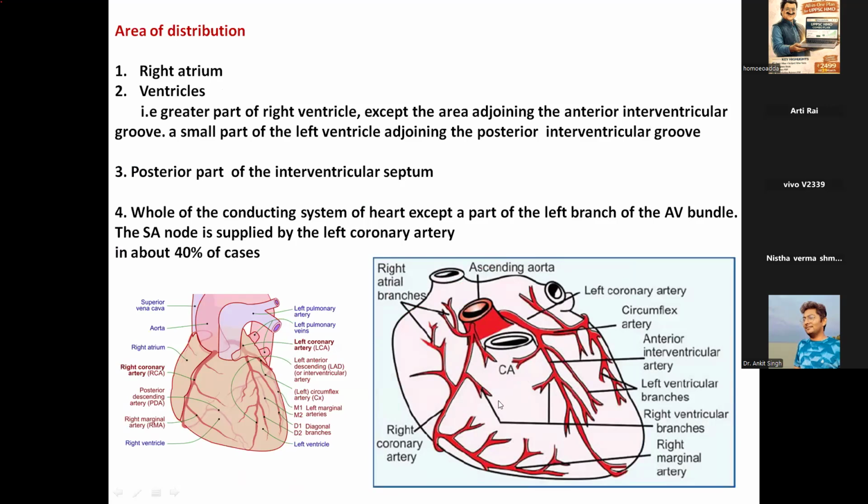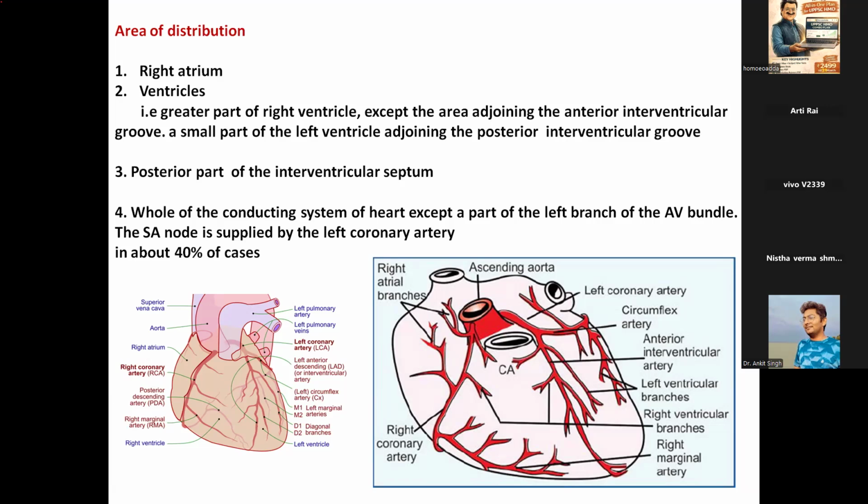Greater part of the right ventricle, except the adjoining anterior interventricular groove. देखिए, ये समझिए, एंटीरियर पार्ट में भी इंटरवेंट्रिकुलर ग्रूव होता है, ठीक है। तो ये जो राइट कोरोनरी आर्टरी है, ये कंप्लीटली राइट एट्रियम को कंट्रीब्यूट करेगी, ग्रेटर पार्ट ऑफ द लेफ्ट वेंट्रिकल को करेगी, पर जो एंटीरियर पोर्शन में इंटरवेंट्रिकुलर ग्रूव है उसको नहीं करेगी। A small part of the left ventricle adjoining the posterior interventricular groove. Now you try to understand this.